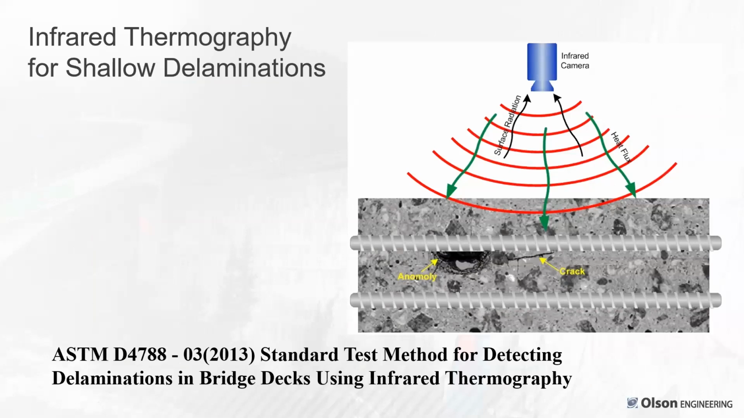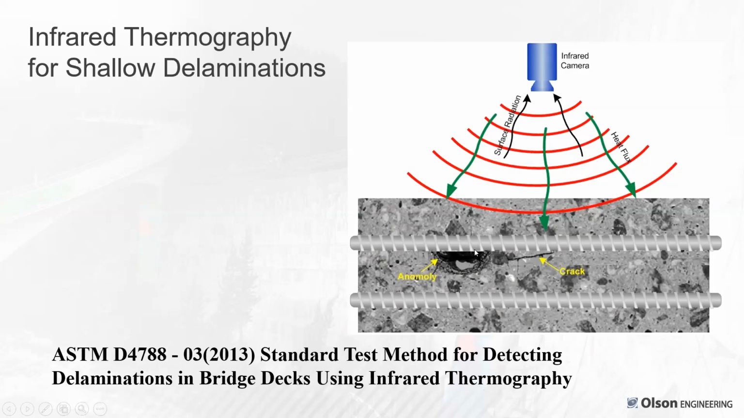So the final thing I'm going to close with today is infrared tomography. This is the idea of using an infrared camera. Many of you have seen these cameras. You can even get them on an iPhone nowadays from FLIR or on an Android phone. There's an ASTM standard for using it to detect delaminations in bridge decks using infrared tomography.